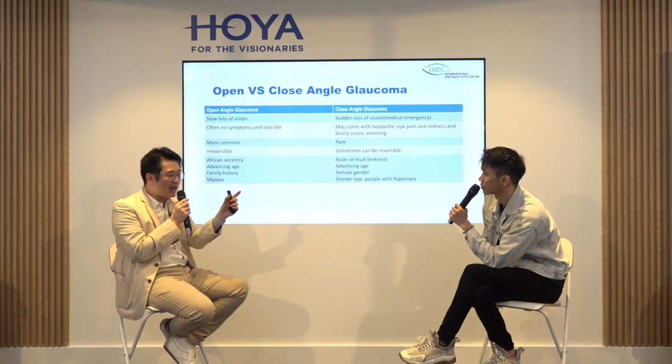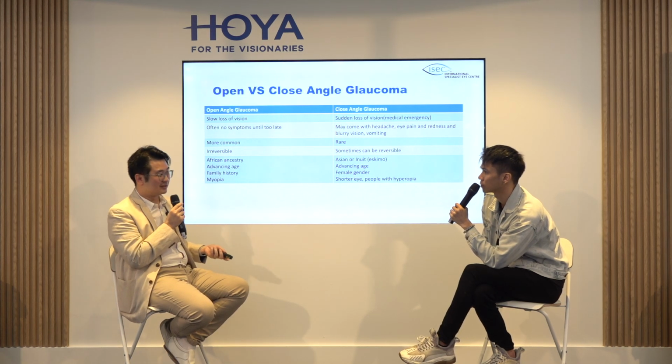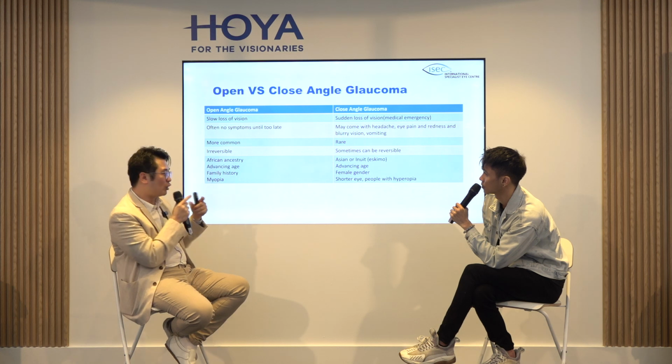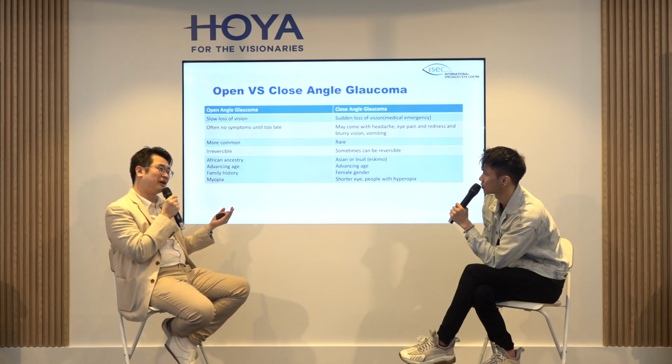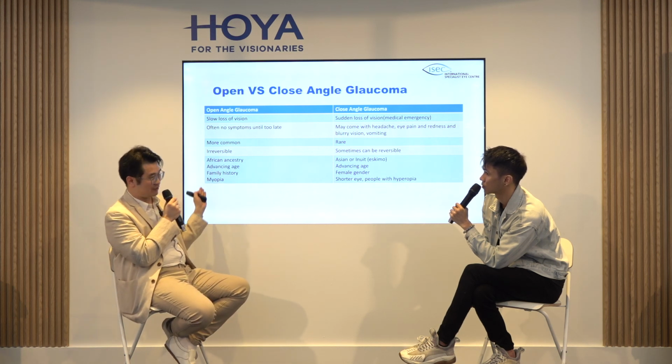You have a shorter eye if you're born with it, but the open angle one is more for a longer eye. Myopia, if you are short-sighted, is actually a risk for it.